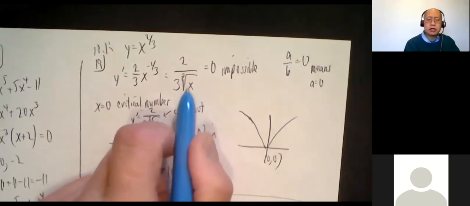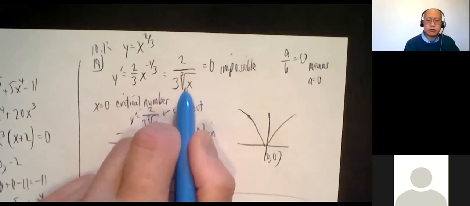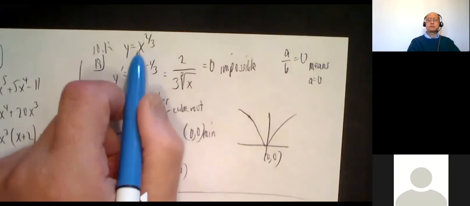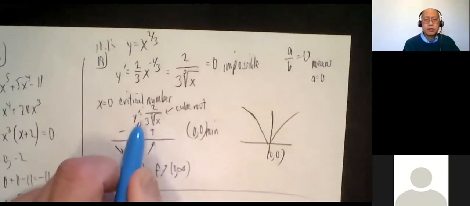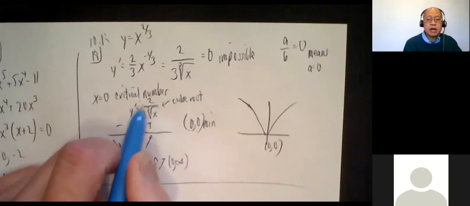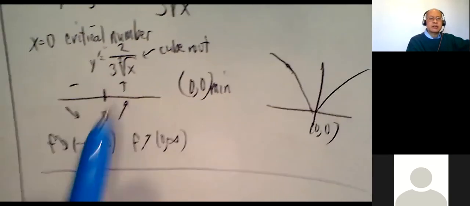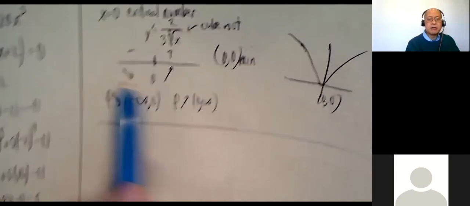So I still do the sign chart analysis because x equals 0 is a critical number. The critical point is 0, 0. Plug in 0, 0 to anything is 0. So y prime is 2/3 cube root of x, if you can't see it. Yeah, if I raise it up, you see cube root of x. Okay, pick something here and something here.